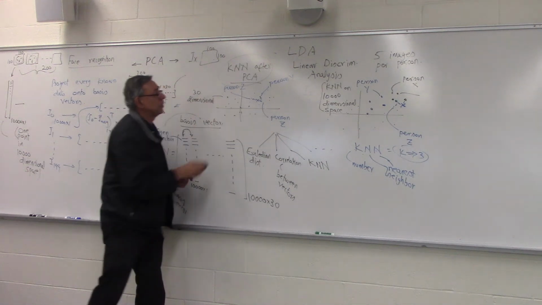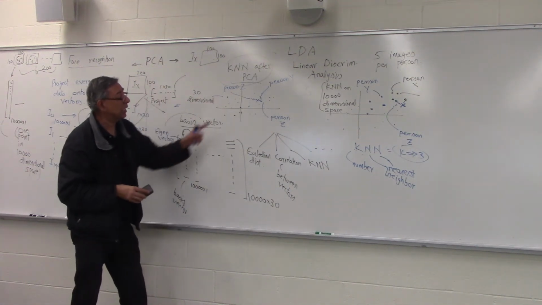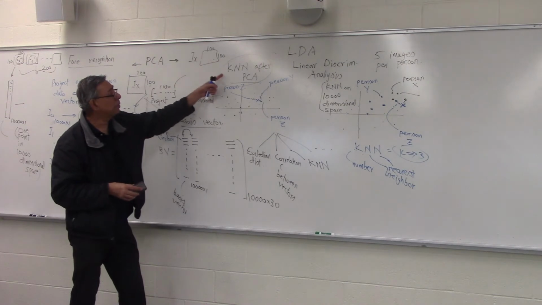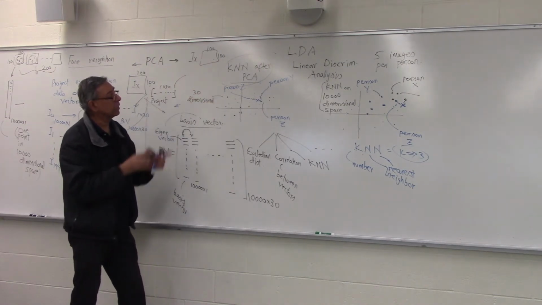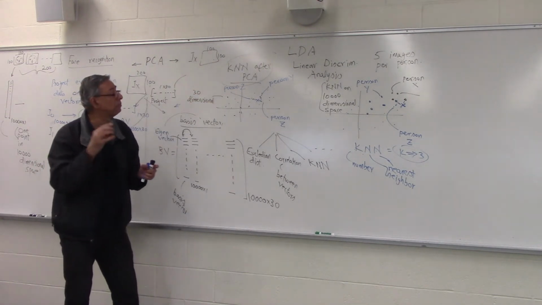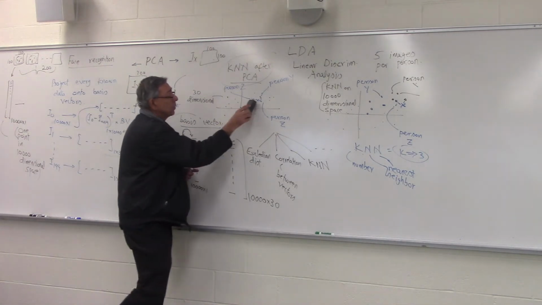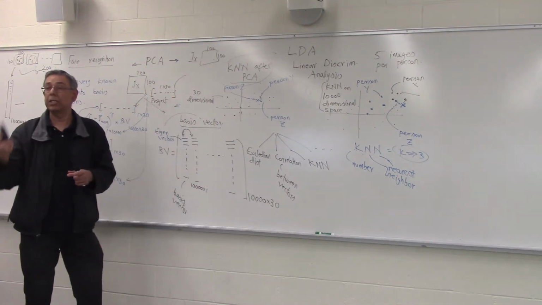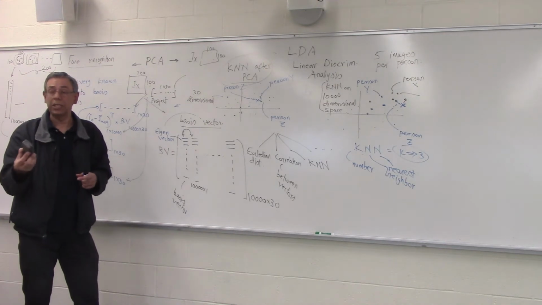Once we have reduced the dimensionality, if we pick the dimensions where the data was being distinguished nicely from one another, then using KNN we can easily do the actual classification. Okay.